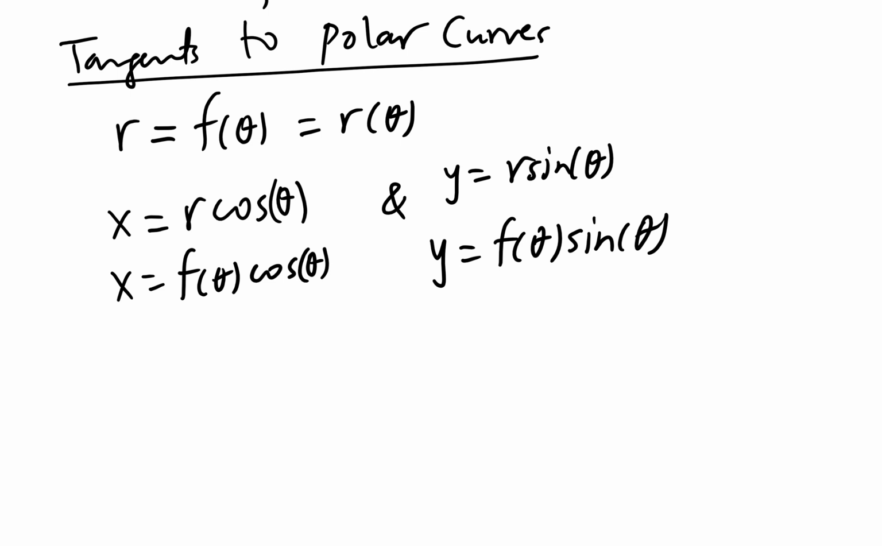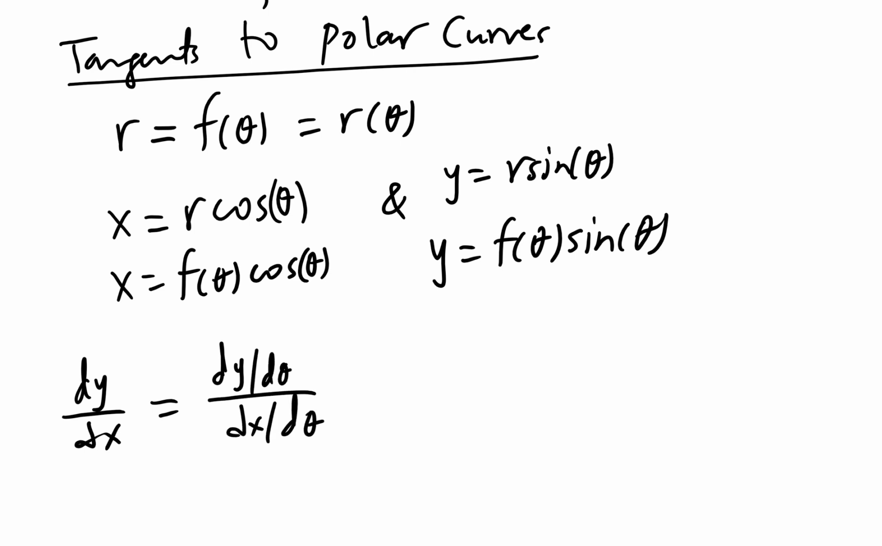So we have x and y. The question is how to find the slope of the tangent line, which we used to call dy/dx at some point. We can rewrite this as dy/dθ over dx/dθ. So basically they're asking, find the derivative of y with respect to theta. You can find it here using the product rule.